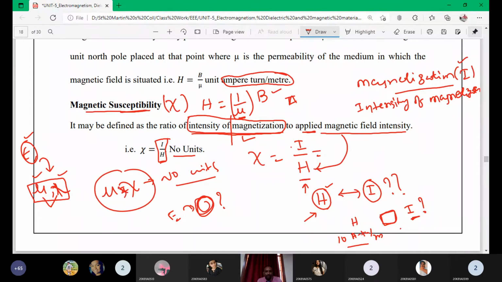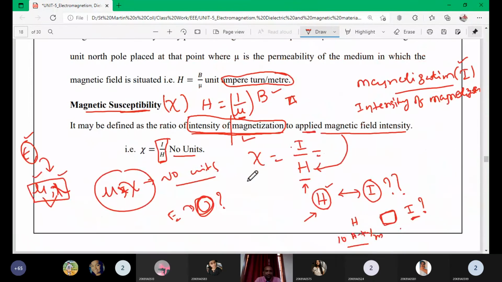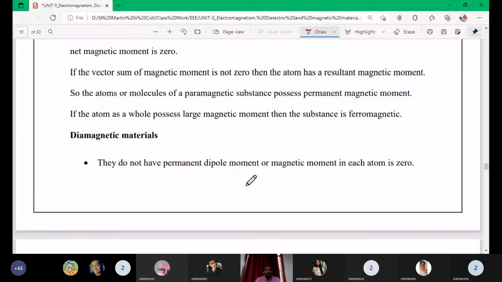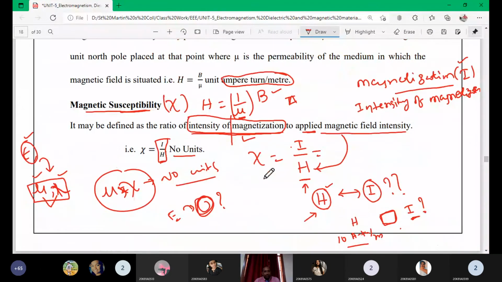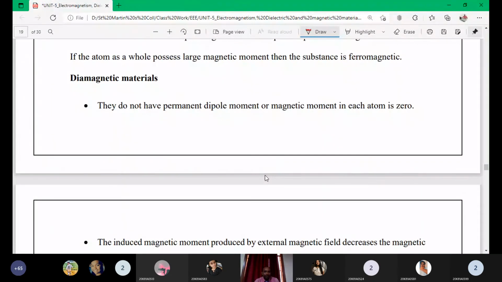Now these are the definitions. Do you understand the definitions? Any doubts in this definition? After this, just go through the definitions. Once you are clear with the definitions, now we'll go to the dia, para, ferromagnetic materials.